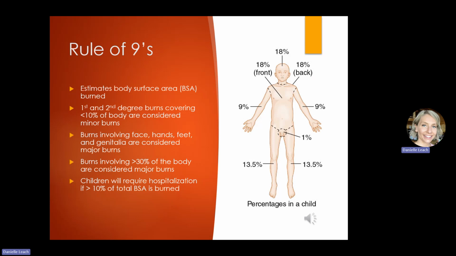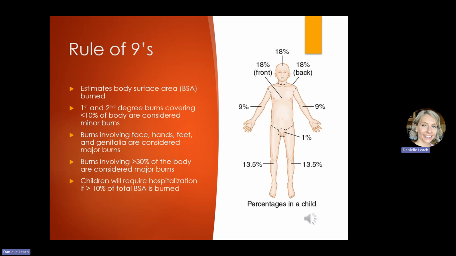Say if a child burns both of their arms, each arm is 9%, so we add those together, and we would estimate with the rule of nines that they have burned 18% of their body. First and second degree burns that are covering less than 10% of the body are just considered minor burns. When we start involving other areas, I don't want to say more important, but they kind of are more important, things like our face, our hands, our feet, and our genitalia, those are just automatically considered major burns.